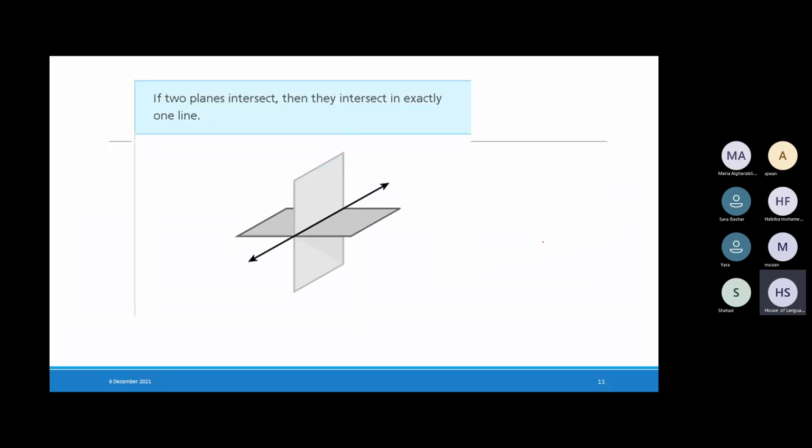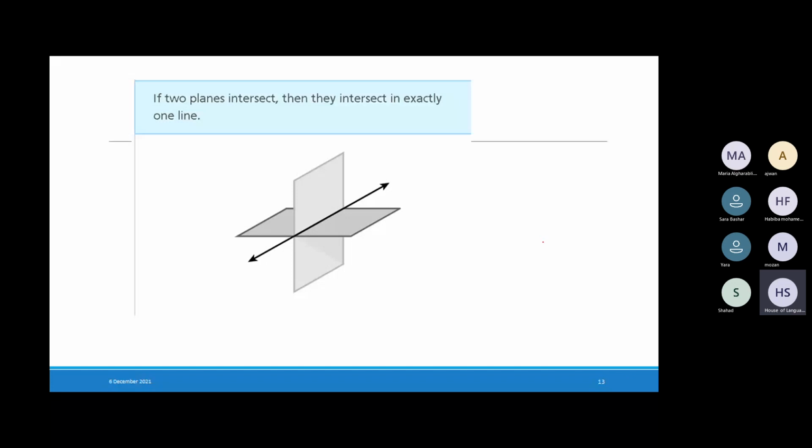It's okay, it's one line. If it was like this, it would be wrong. They intersect only in this line. It's the same line from down, from the same angle, here or here or here. It's the same. So don't forget, two lines are intersecting.